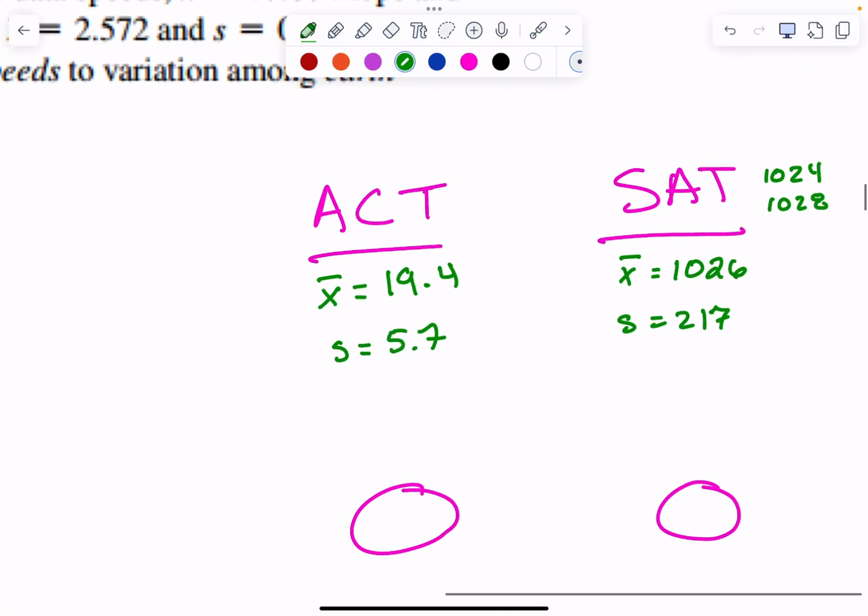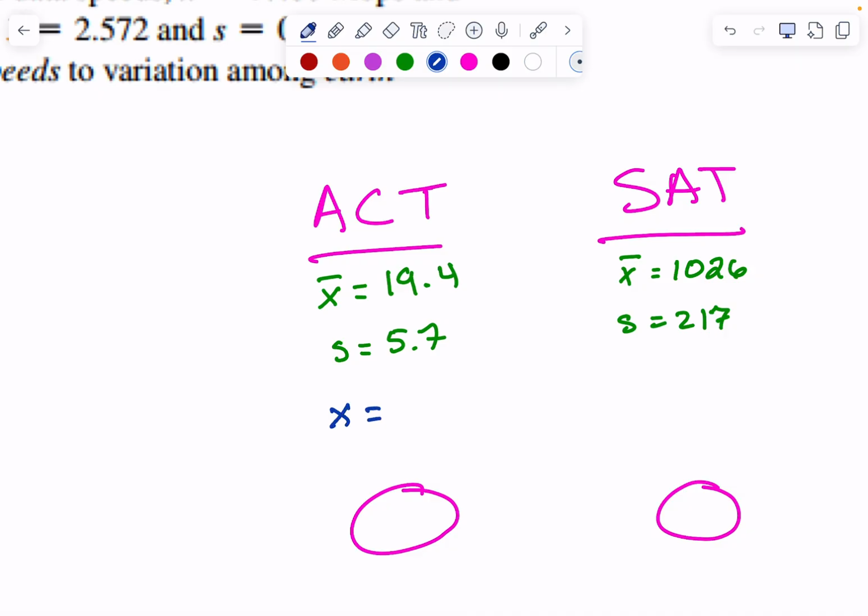Okay, now here's the deal. Here's what I want to be able to do. I want to be able to compare ACT and SAT score. So if I took the test, and let's say on the ACT, I'm going to say my X value is a 24. Let's say I scored a 24 on the ACT, and on the SAT, I scored a 1500. Which one is better? Probably the 1500. The top is 1600 for SAT. It's more than 2 standard deviations.